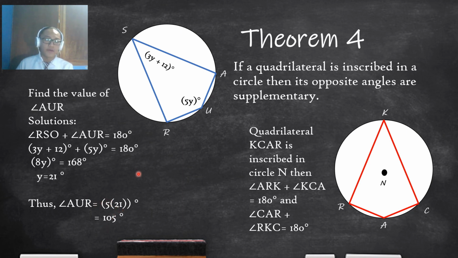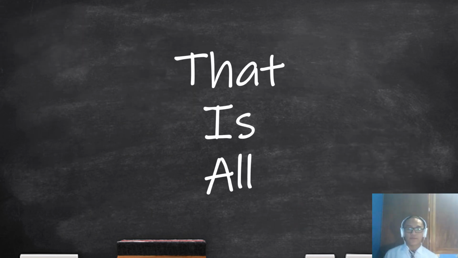105. Actually, we will have to substitute into the 5y since we are finding the value of angle AUR. So 5, substitute the y with 21 and then multiply them, equals 105 degrees. That is all. Thank you.